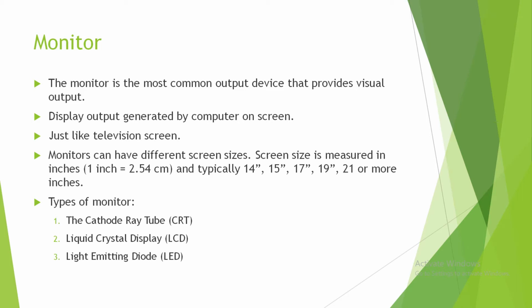Monitors can have different screen sizes. The screen size of the monitor is measured in inches and typically 14 inch, 15 inch, 17 inch, 19 inch, 21 inch or more. There are basically three types of monitors. First is CRT, cathode ray tube. Next is the LCD, liquid crystal display. And the third is LED, light emitting diode.